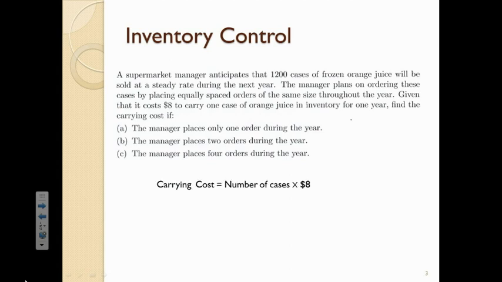Now, in working with the carrying cost, we realize that we were already given a way to figure it out. The carrying cost is going to be the number of cases that we have times $8. The 8 comes from the cost to carry 1 case of orange juice in inventory per year. So the number of cases that we order times 8 will give us the carrying cost in this case.